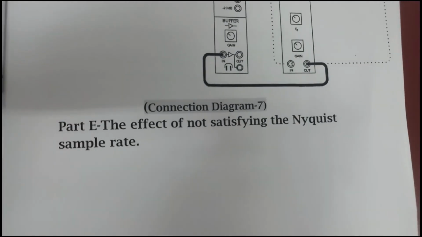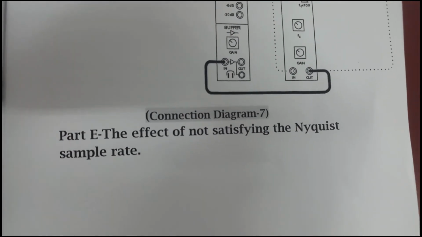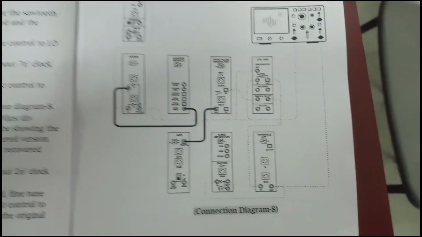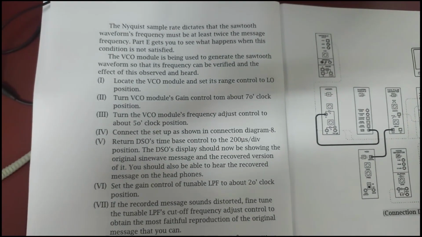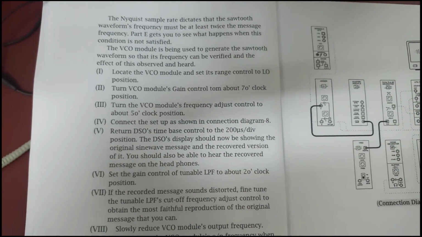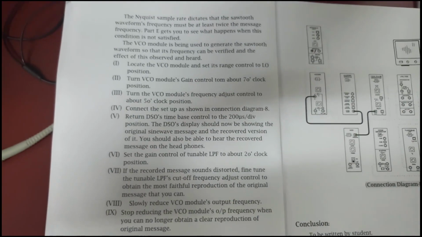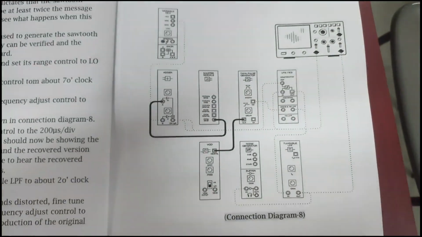Now, to observe the effect of not satisfying the Nyquist sample rate: the Nyquist sample rate dictates that the sawtooth waveform's frequency must be at least twice the message frequency. So this part lets you see what happens when this condition is not satisfied. This is the connection diagram.